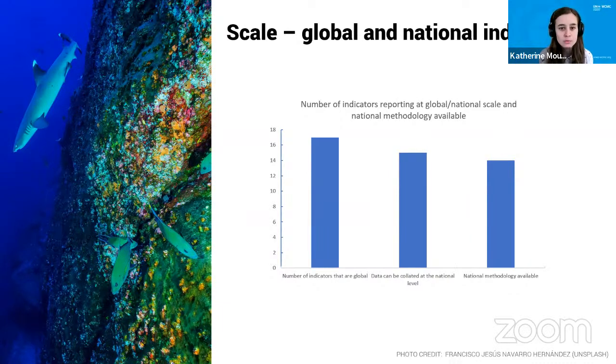The middle bar in this bar chart shows the national level indicators. These are indicators that are produced at the national scale, whether by government agencies or national non-state actors. And then on the right, these are indicators which have a methodology which can be applied at the national level. However, these categories aren't mutually exclusive, and an indicator can go into each of these 3 different categories. Next slide, please.